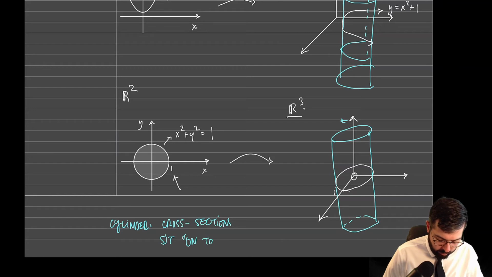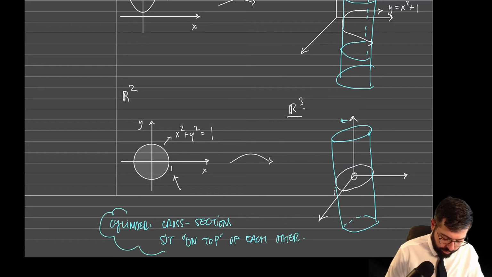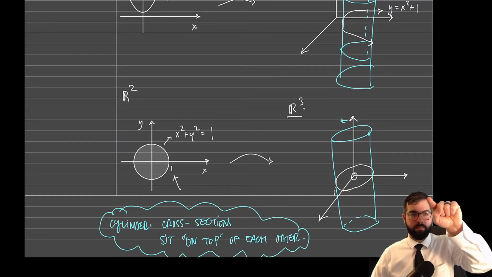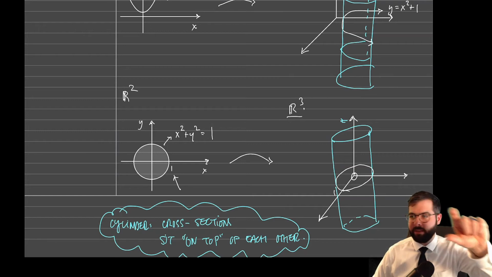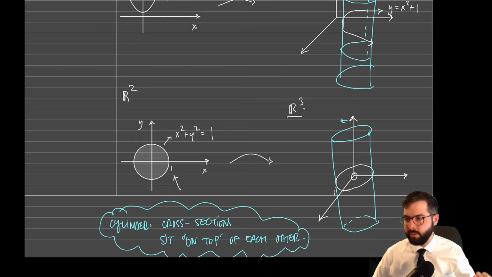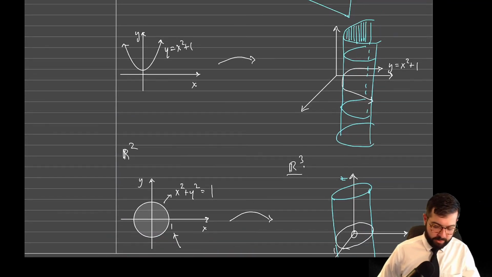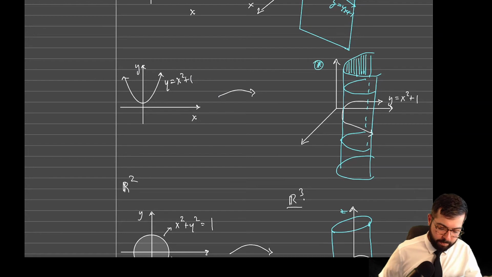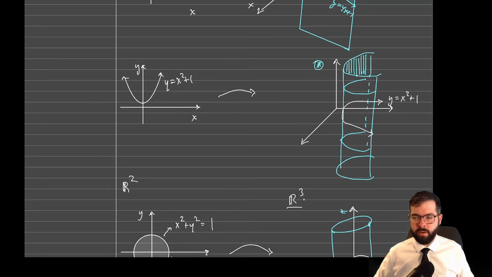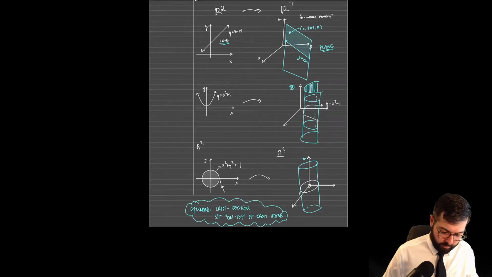And I'm going to put that in quotes because it depends on which way you're oriented, right? You could have a cylinder lying on the x-axis, right? But as long as the cross sections are the same, it's a cylinder. Okay. So that's why this counts as a cylinder, like I was saying before. Okay. Questions so far? Okay.